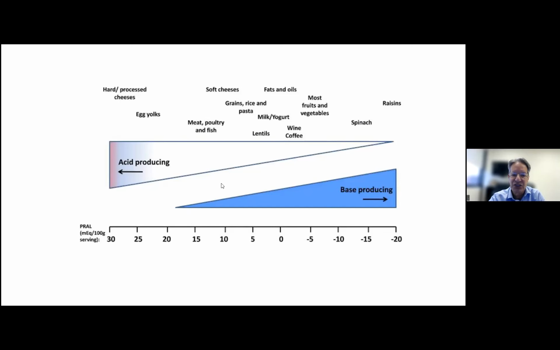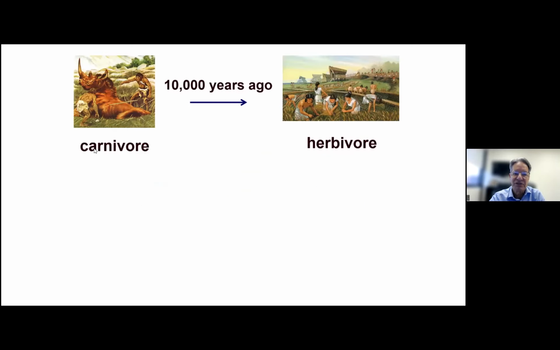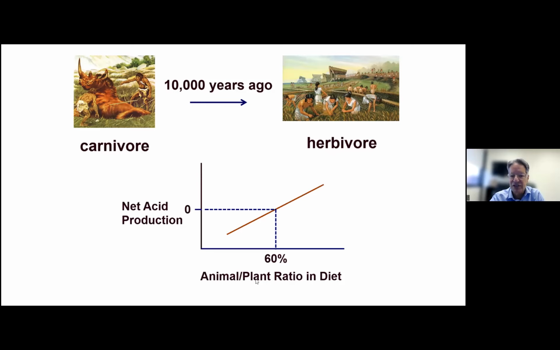And that has changed historically too, because around 10,000 years ago, humans used to eat a lot more protein. They had a much bigger proton load, but 10,000 years ago, we started to develop farming and became more herbivores. And if you look at this kind of chart, you can actually create an animal to plant ratio in the diet and predict what the proton load will be.